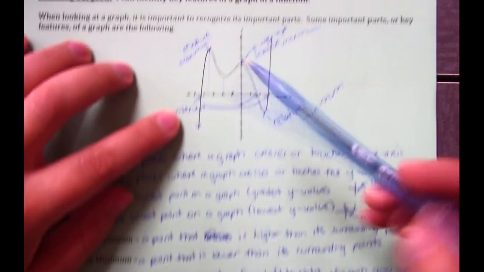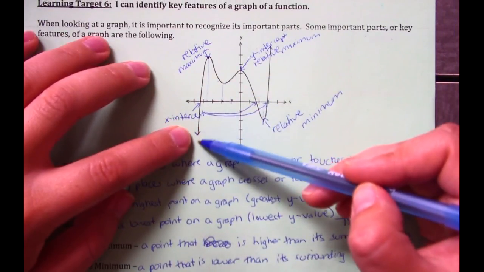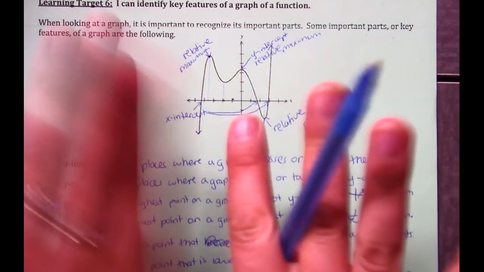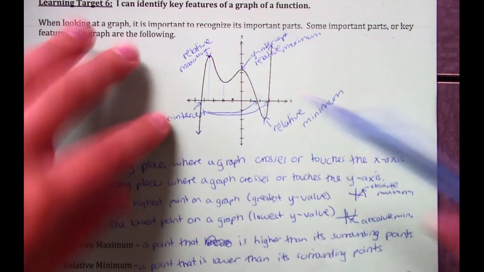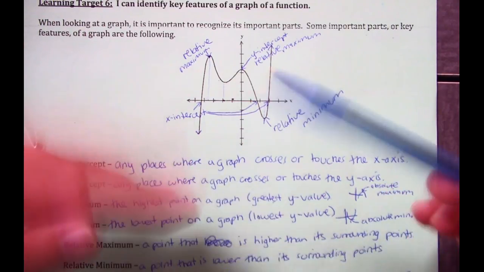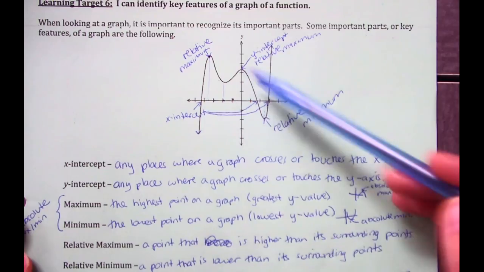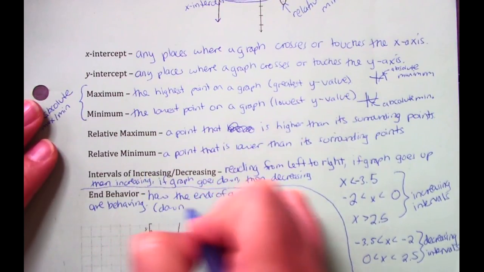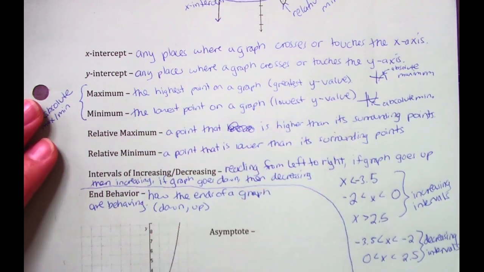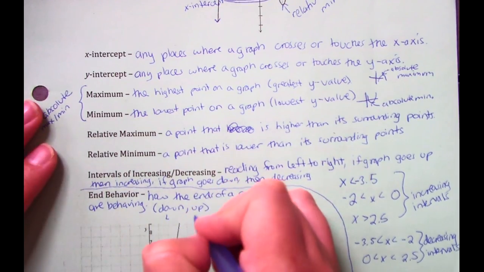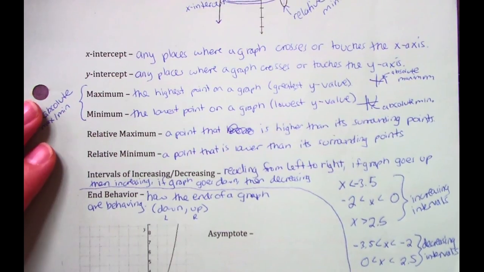So if we think about this graph up here, the left side is going down and the right side is going up. We ignore the side-to-side motion of it. We just know that end behavior usually just talks about going up and down. So the left side is going down, the right side is going up. So we're going to write down for the left side, up for the right side. That's how you write end behavior. So it's like the left side and the right side, just reading from left to right.